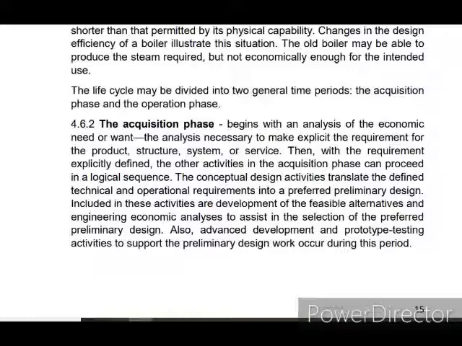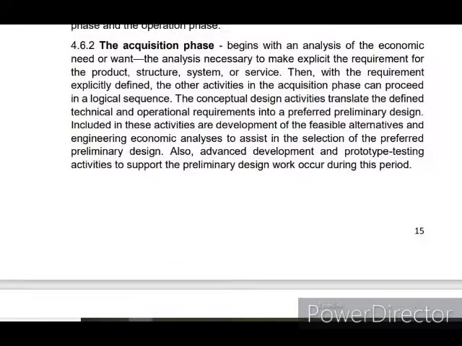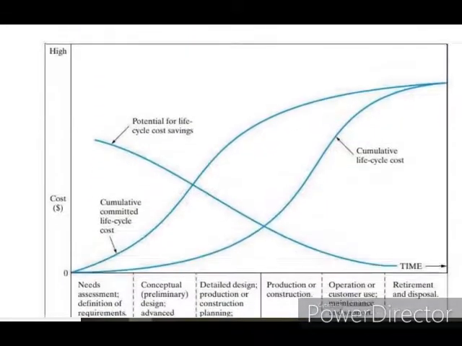Of course, alternatives is present here. Also, advanced development and prototype testing activities to support the preliminary design work occur during this period. So this advanced development and prototype testing is to test the alternatives. Okay, next.